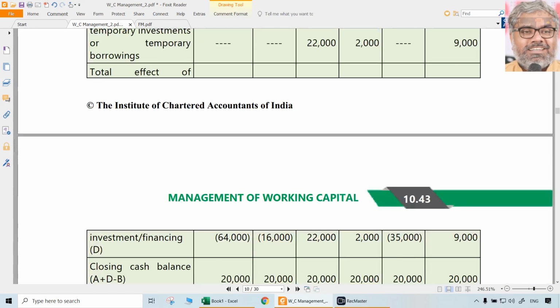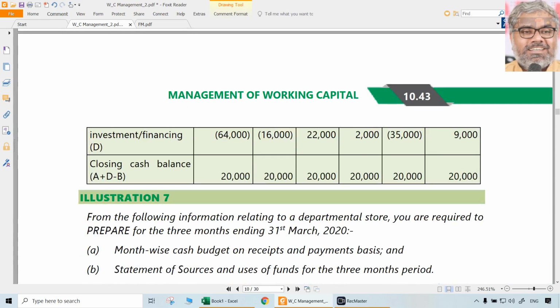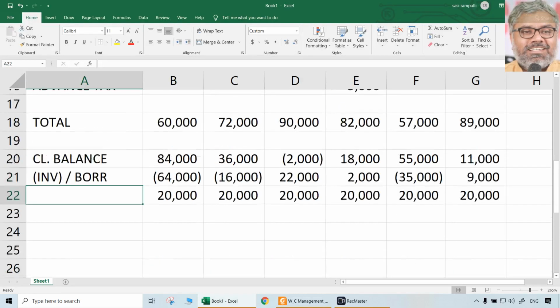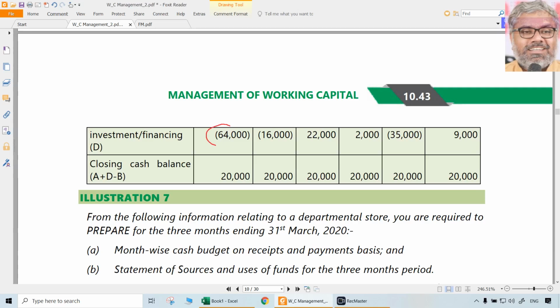But still, finally, what is the amount that is supposed to be surplus or deficit? How much of investment or financing or borrowing has to be done? 64,000, 16,000, 22,000, 2,000, 35,000, of course negative, 9,000. This is going to be the main answer. Of course, closing balances and opening balances will always be 20,000, since it is mentioned that the company always wants to maintain a balance of 20,000. That's it. That is how cash budgets have to be prepared from the data given in the question for multiple periods.